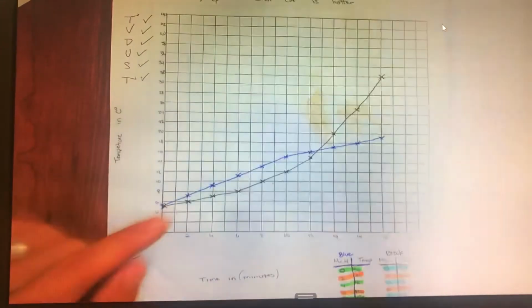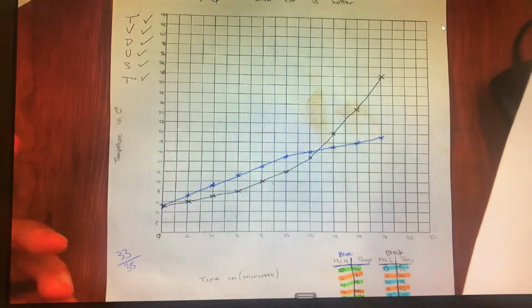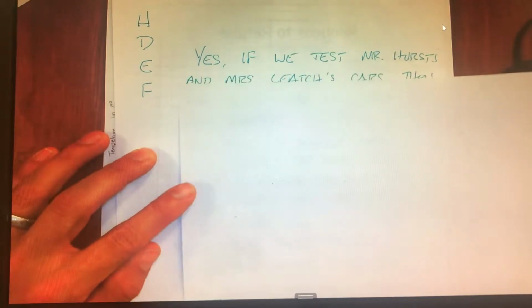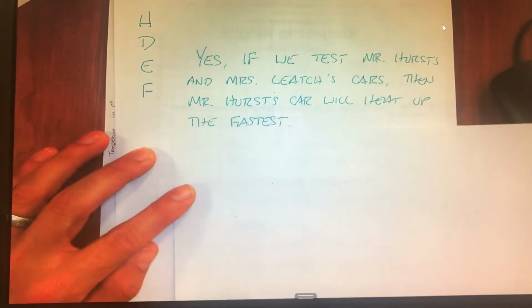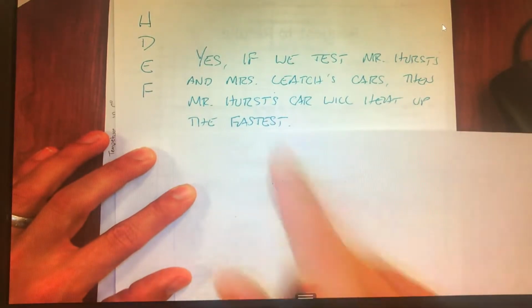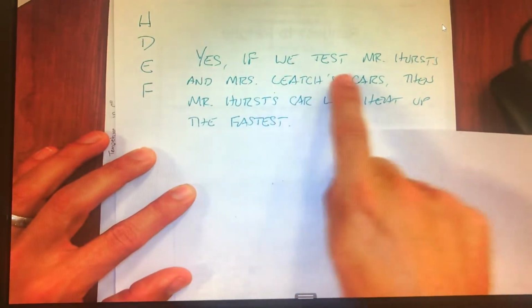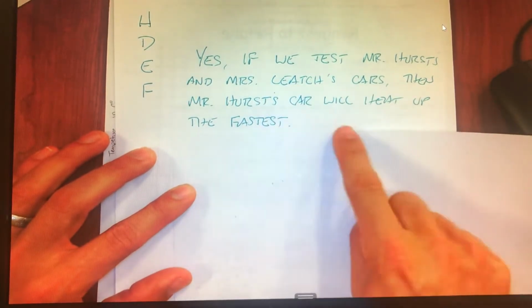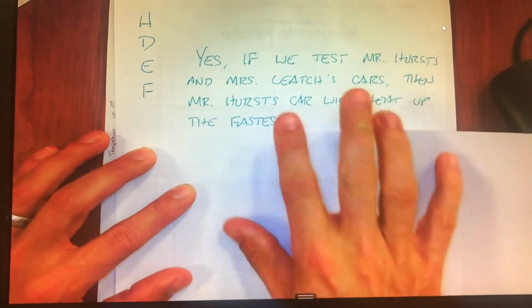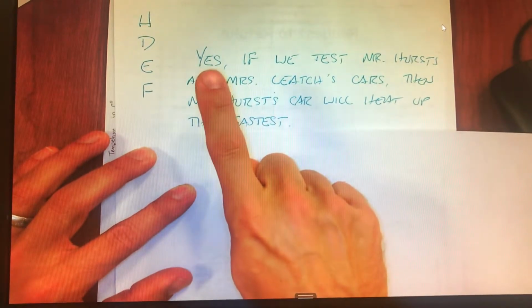So based on the graph that we have, you could argue this either way, but really I'm going to say yes. If we test Mr. Hurst and Mrs. Leach's cars, then Mr. Hurst's car will heat up the fastest. Or maybe you said, no, if we test Mr. Hurst and Mrs. Leach's cars, then Mr. Hurst's car would not heat up the fastest. Any kind of if-then statement is fine with a yes or no in front of it. If you've done that, then give yourself that point.